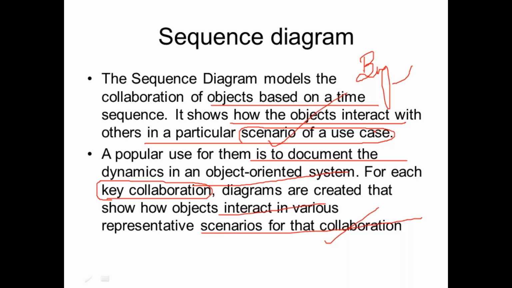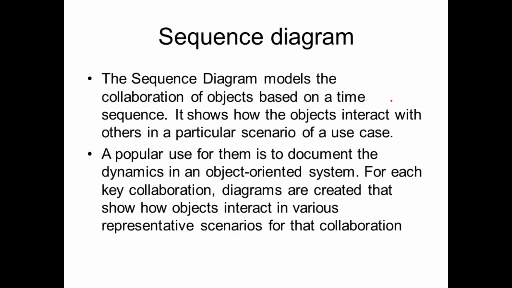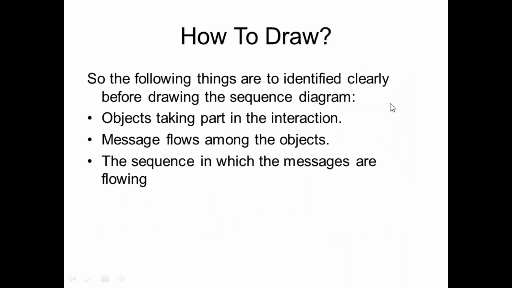In order to buy the product online, the sequence diagram that we have looked at is basically an example of the same. The following things are to be identified clearly before drawing the sequence diagram: the objects taking part in the interaction, how the messages are flowing among the objects, and the sequence in which the messages are flowing in the system.